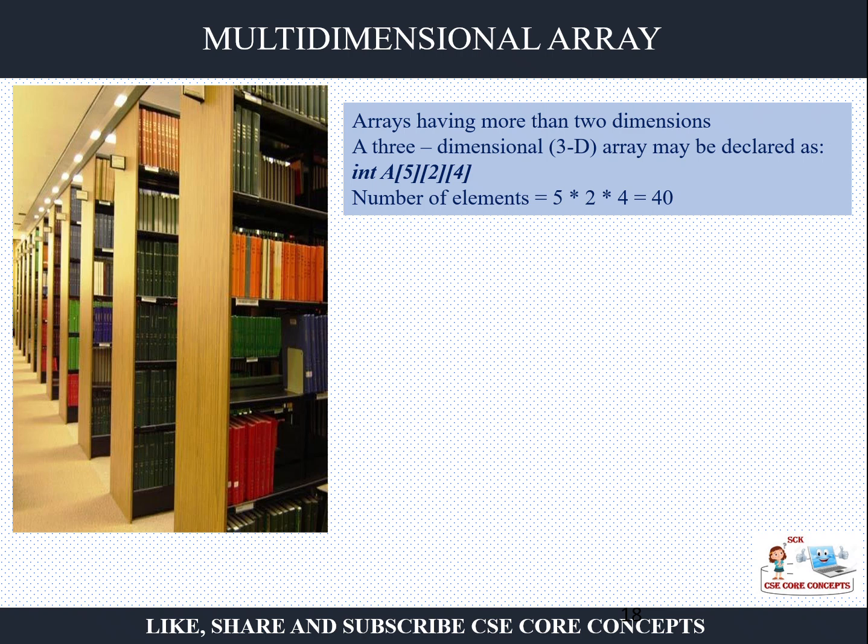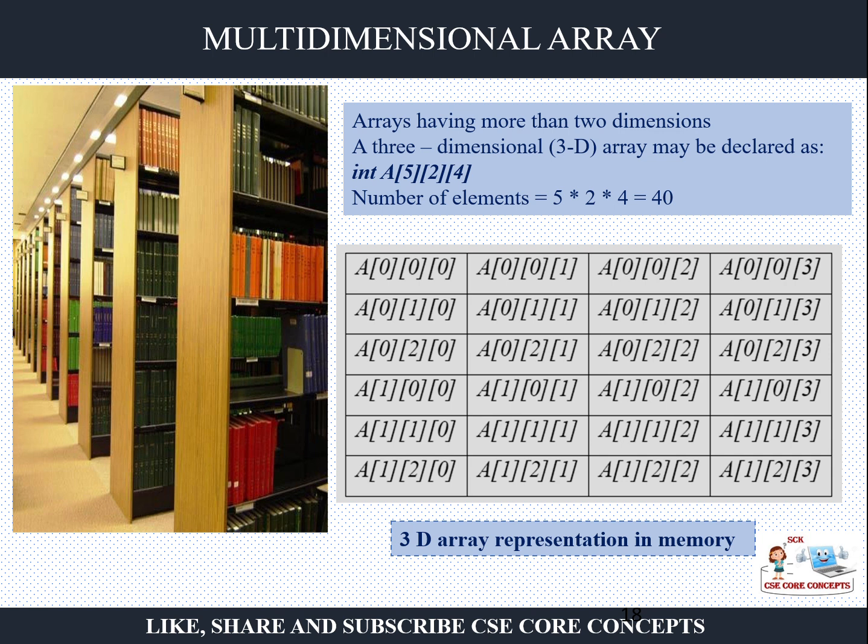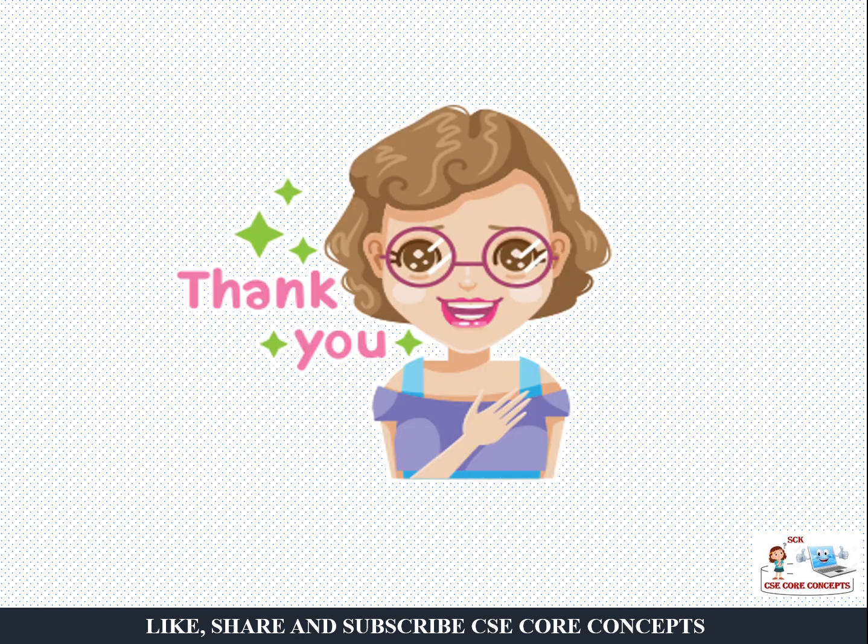So now how many elements will there be? Suppose I have a 3-dimensional array of size 5 into 2 into 4. So the total number of elements will be 5 into 2 into 4, that is 40 elements. And it is represented in this way in the memory location. 0, 0, 0 represents, what does it represent? The first element. Okay. 0th row, 0, 0. And so on. So it is a 3-dimensional array. So that's all about our arrays.